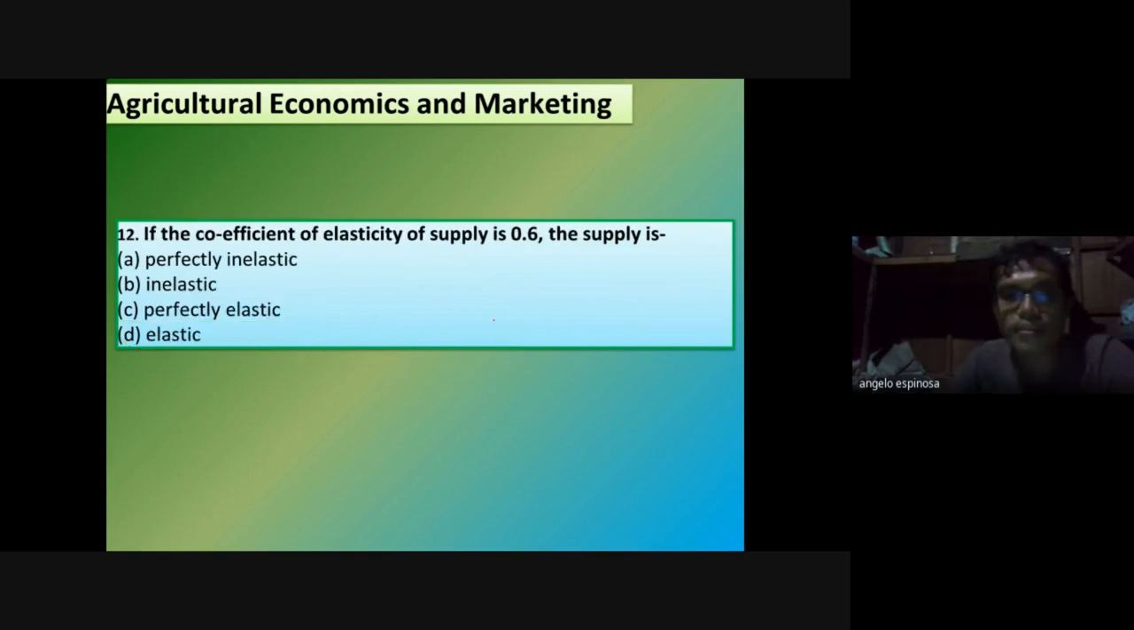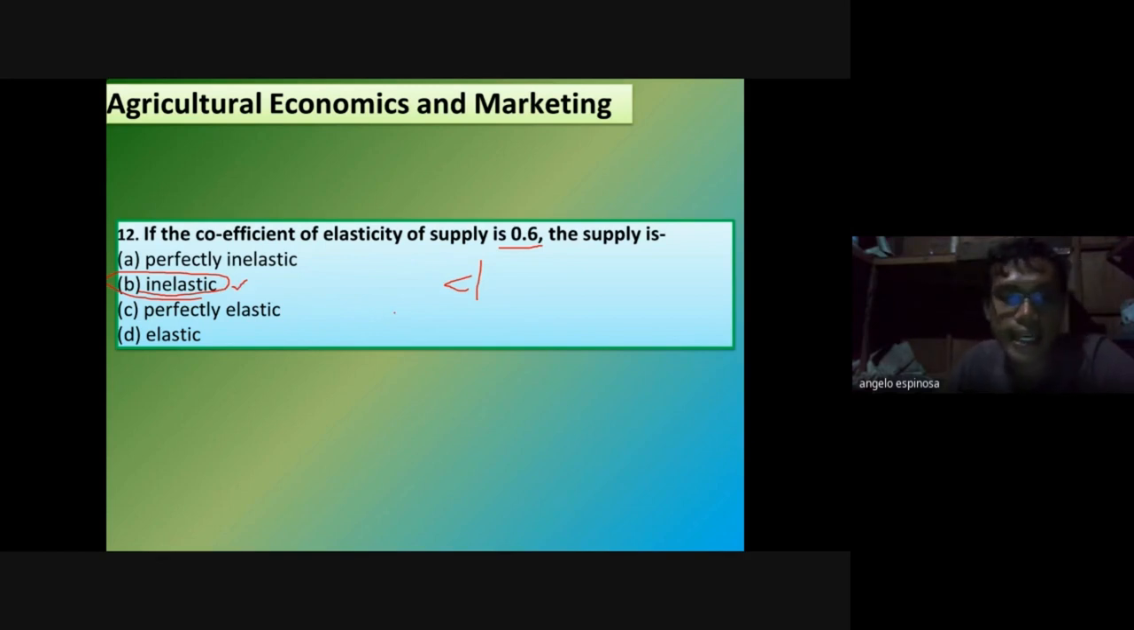Next, if the coefficient of elasticity of supply is 0.6, meaning it's less than 1, the supply is blank. So, what's this? The correct answer is letter... 0.6 is under less than 1, and that is being inelastic.